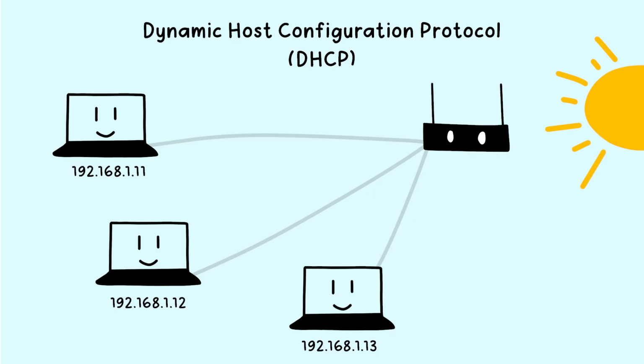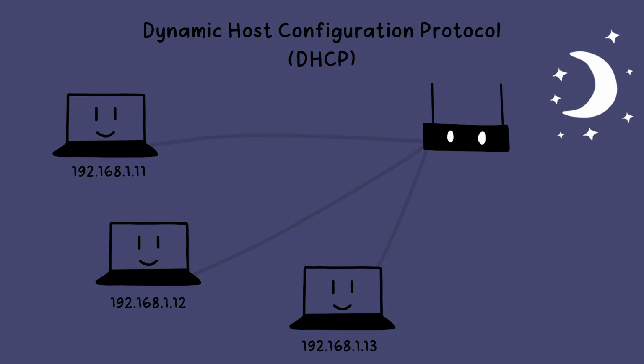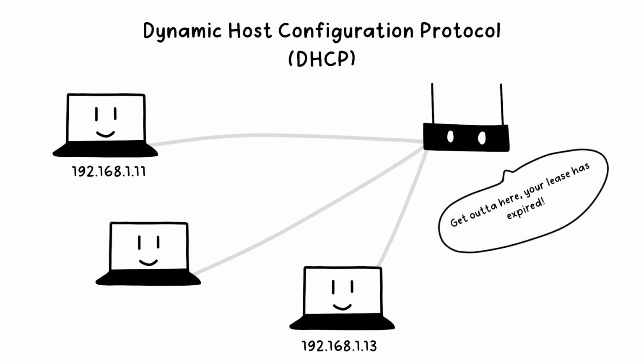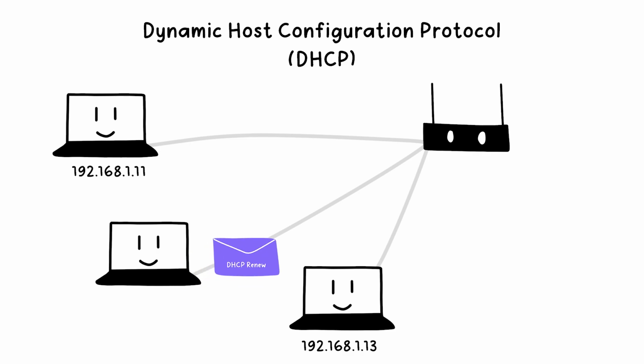The DHCP server only leases the IP address, usually for about a day. This is so if the device were to be disconnected, the IP address can be freed and used for another device. But if the device were to stay connected, it can send a request to renew the IP address.